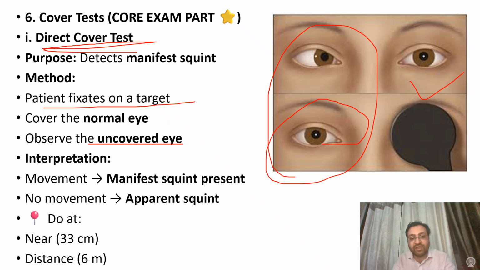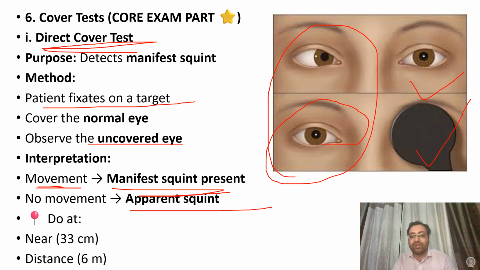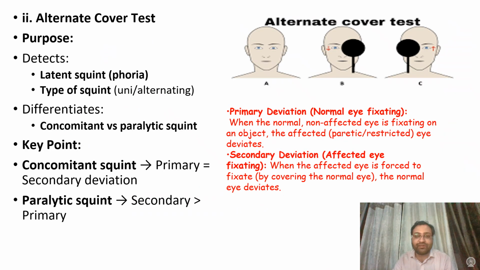What is the interpretation? If there is movement on covering the normal eye, then this means manifest squint is present. If there is no movement, then this means apparent squint might be present. So we have to do it for both near as well as for far.